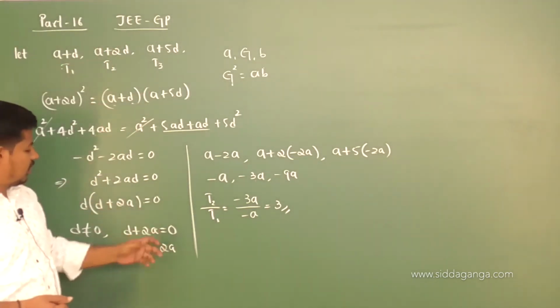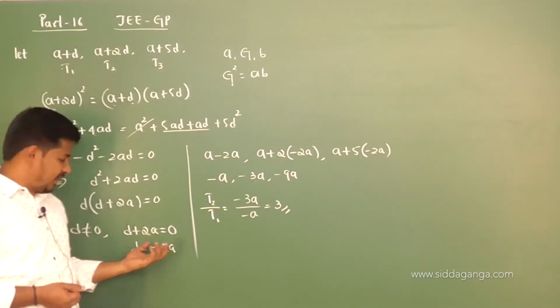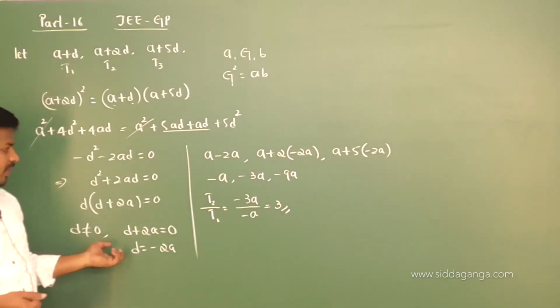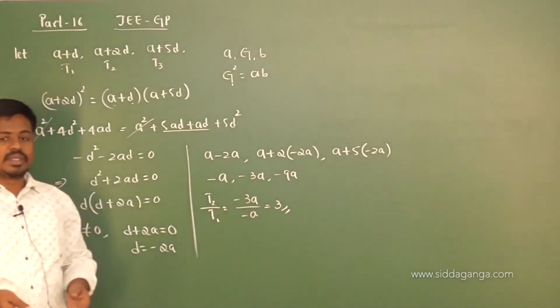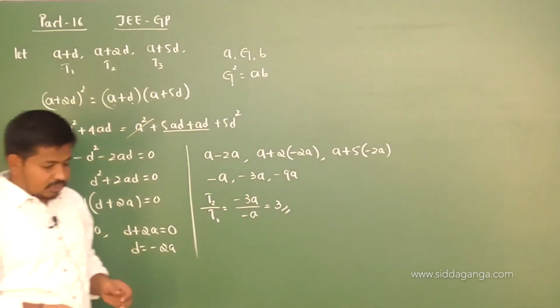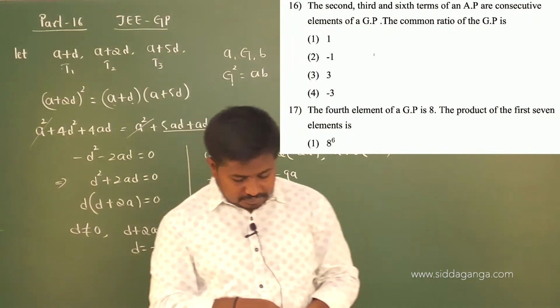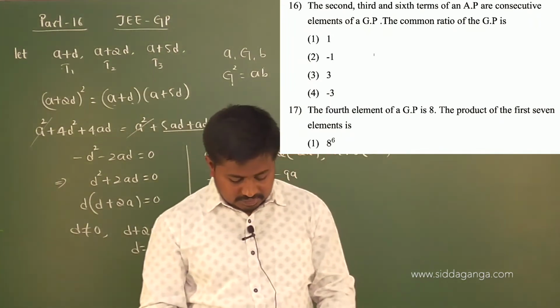You mean A plus 2D whole square is equal to the product of these two. On simplifying, I got D is equal to minus 2A. D cannot be 0. By using this, I have got the elements in terms of A. So this is what your common ratio. So option 3 is the correct one.